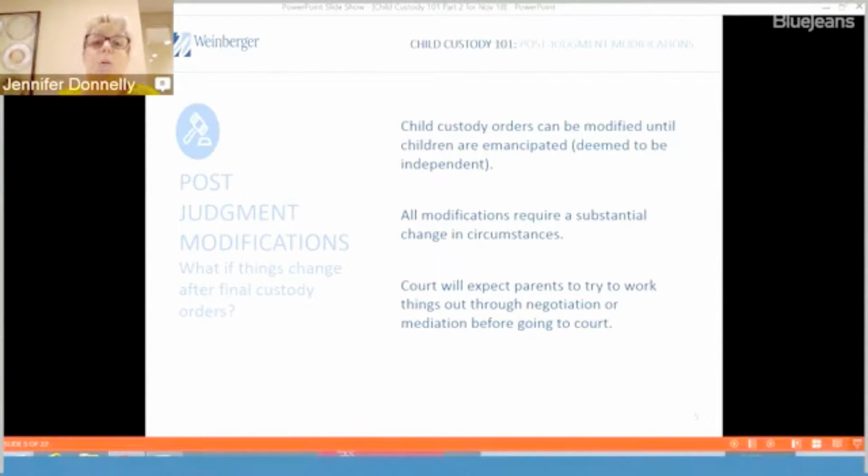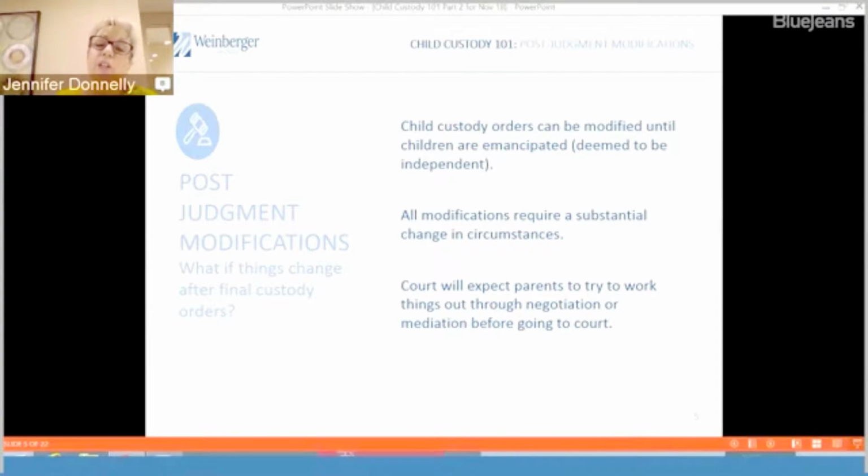Why is that? Well, that's because, as you see here, child custody orders can be modified until the children are emancipated, deemed to be independent. They're outside of what is called the sphere of their parents' influence. If a child no longer needs their parent for support, then they're deemed emancipated, and custody orders go away, child support orders go away. So because people change, children grow, people move, all custody and parenting time orders are temporary in nature.